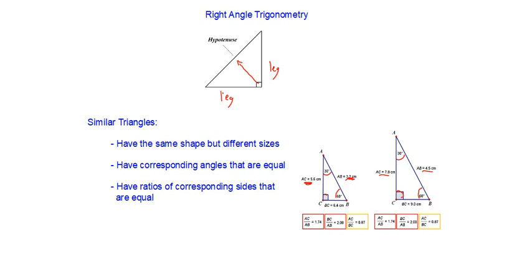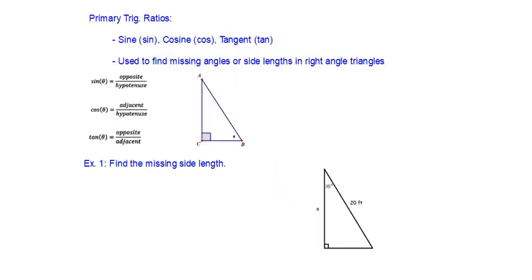And that's kind of the basis for all of the trigonometry work that we're going to do shortly. We'll use our calculators to help us, but the calculator uses this idea that similar triangles have ratios of corresponding side lengths that are the same. All right, let's get into some of the details here.